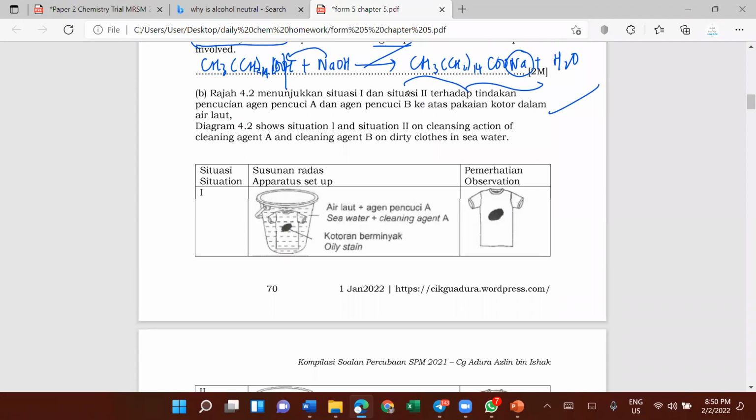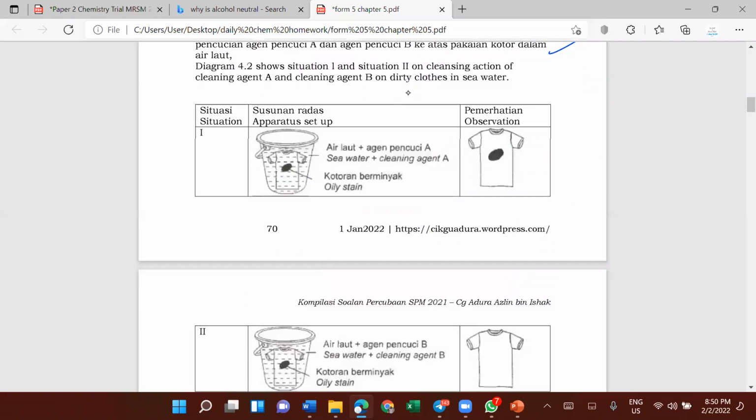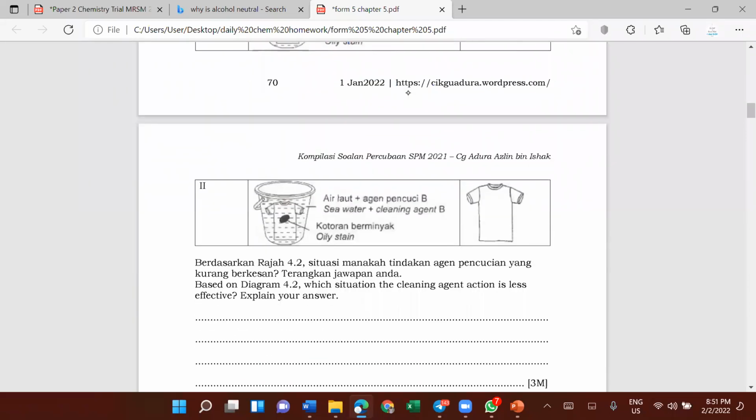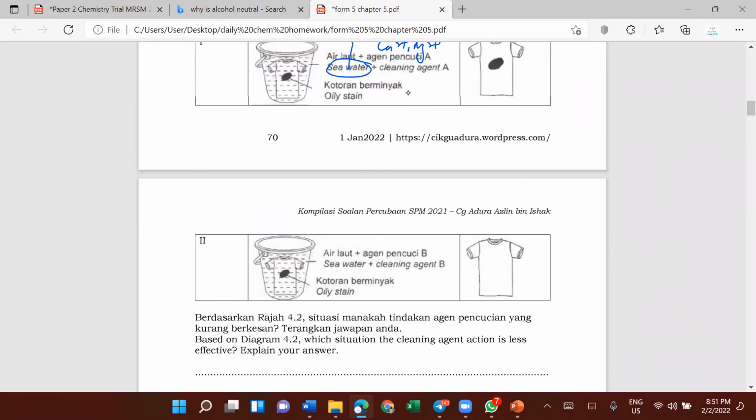Okay, now let's look at this. I got A and I got B. In A, you see water. Now, sea water is what? Hard water or soft water? Hard water. Very good. If hard water, what do I have? Calcium. Very good. I got calcium and I got magnesium. Now in A, the stain is still there. In B, the stain is gone. Question is, which one is less effective? And then why? 3 marks.